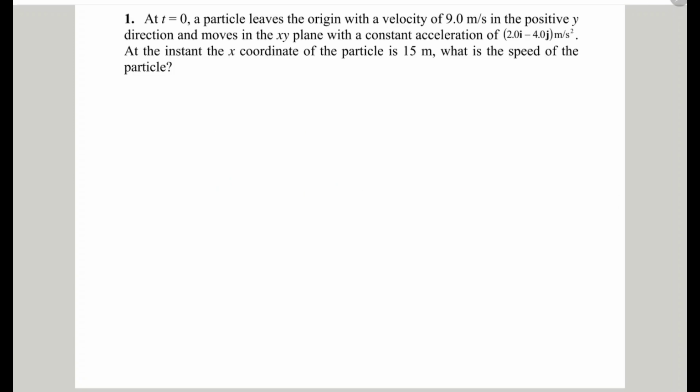So let's start here. At t equals 0, a particle leaves the origin with a velocity of 9 meters per second in the positive y direction and moves in the xy plane with a constant acceleration 2i hat minus 4j hat meter per second squared. At the instant the x-coordinate of the particle is 15 meters, what is the speed of the particle?